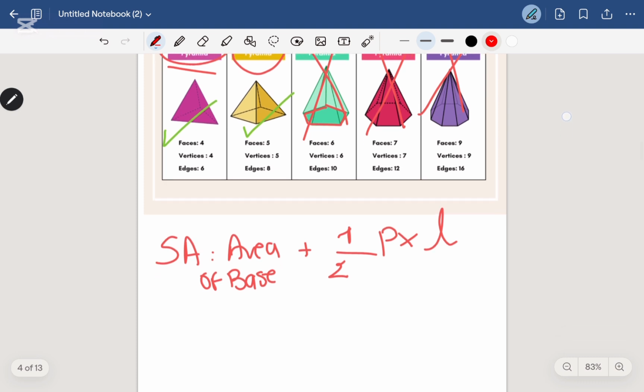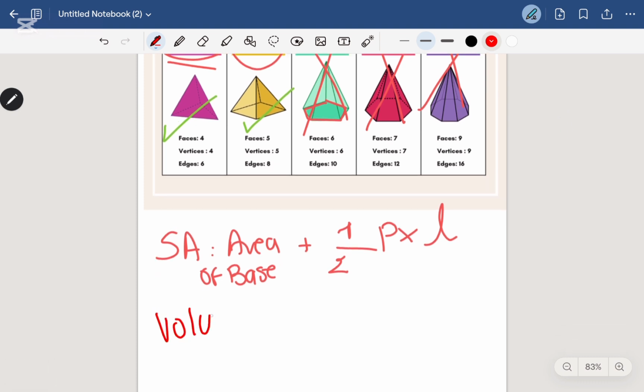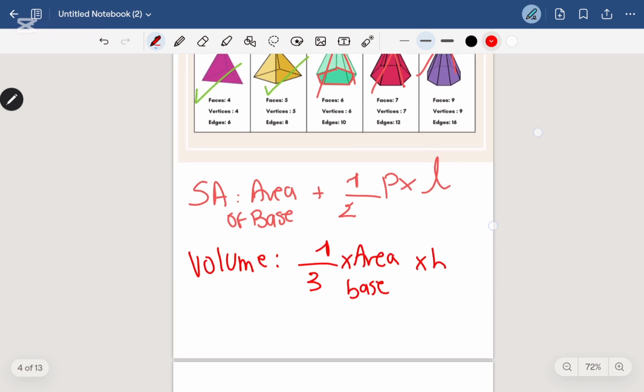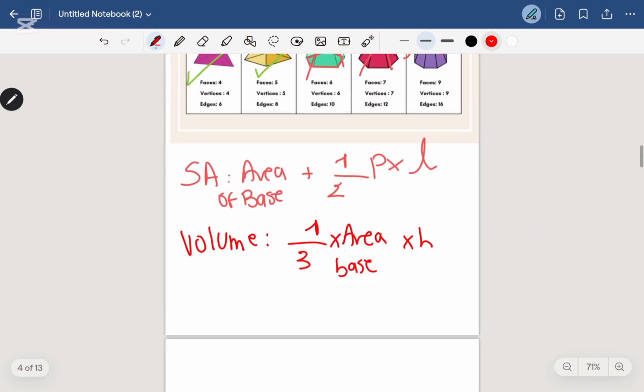And now, after the pyramid, we're going to discuss volume. Volume is the same for all pyramids. It is very simply 1 over 3 times the area of the base times the height. This is pretty much it. You just need to memorize it.